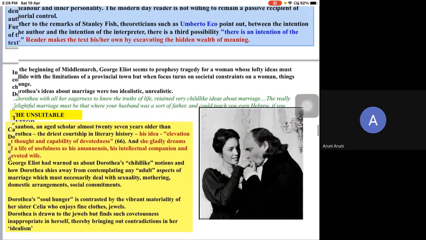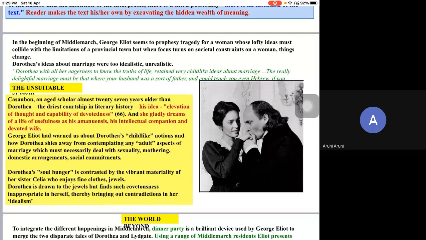Then in the beginning of Middlemarch, George Eliot seems to prophesy tragedy for a woman whose lofty ideas must collide with the limitations of a provincial town. But when focus turns on societal constraints on a woman, things change. When Middlemarch starts, George Eliot seems to talk about a woman and how tragic it must be for her because she has these lofty ideas that could come into collision with the limitations of a provincial town. But when the focus changes, it becomes about what constraints society puts on a woman, and everything changes with that, right?